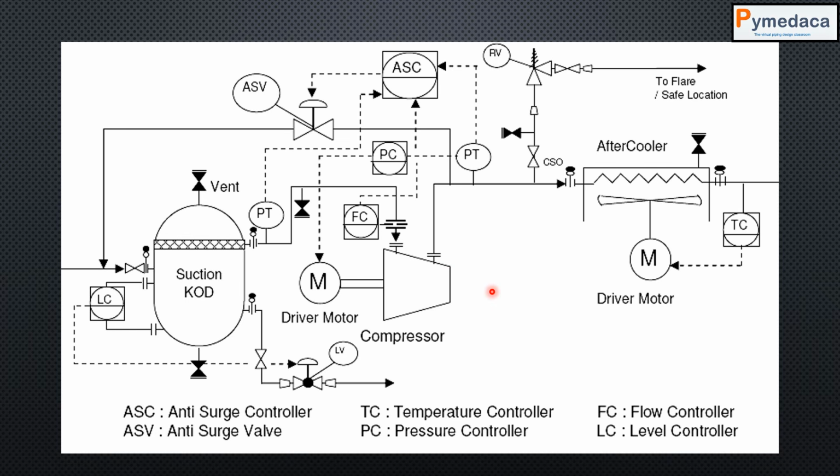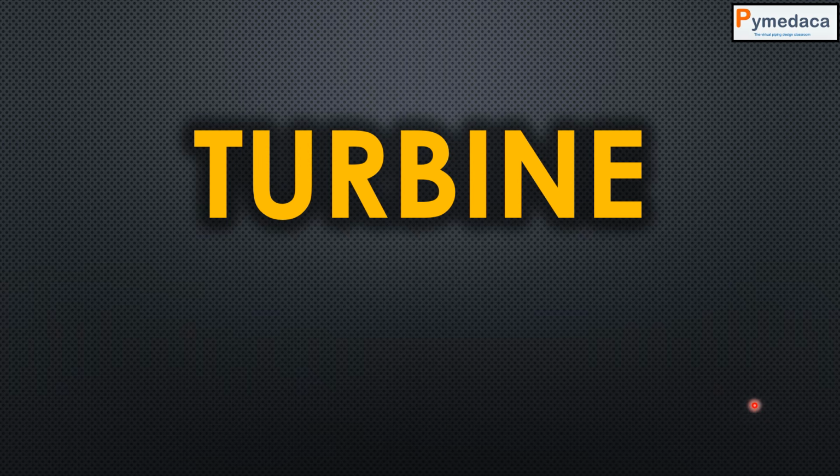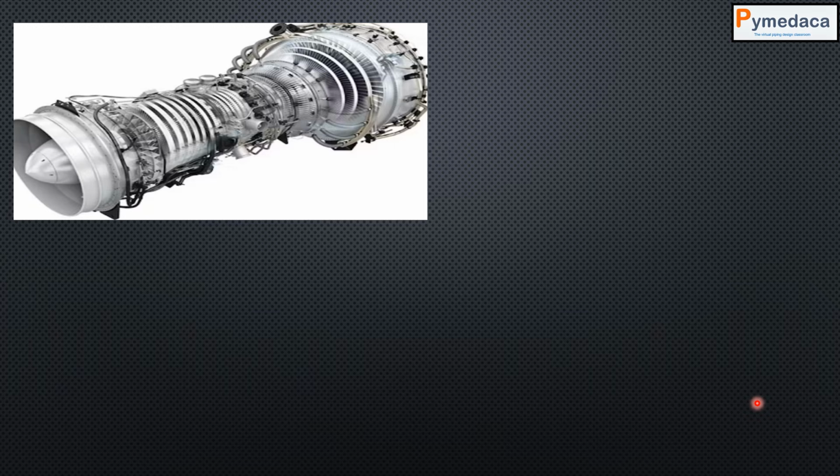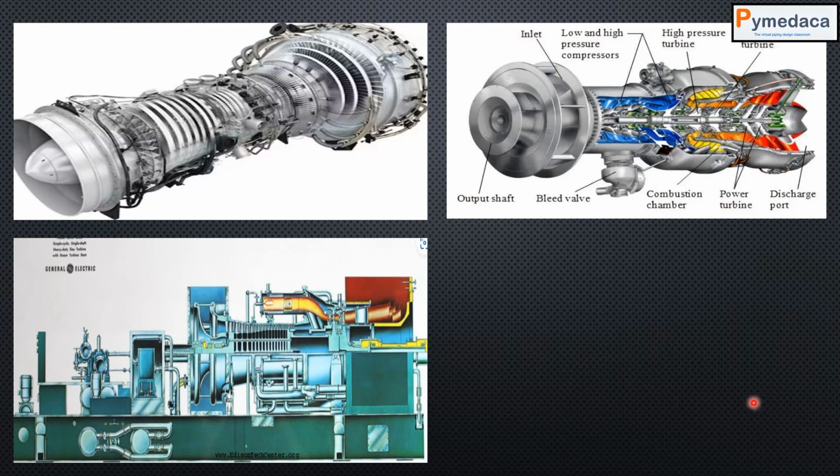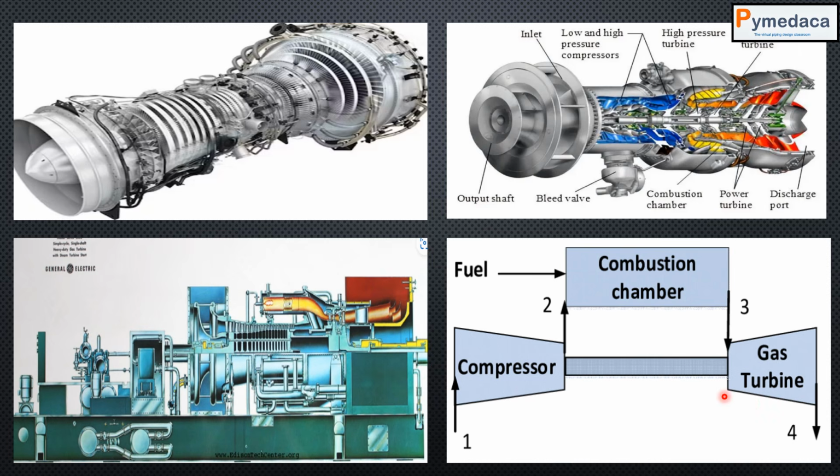So this is the conceptual understanding you need to have actually. Now let's go to the turbine. Turbine is also more or less a similar equipment to the compressors, but here the purpose of the turbine is to generate the power. In many cases the turbines are coupled with the compressor so that the power generated by the turbine can be used to run the compressors actually.